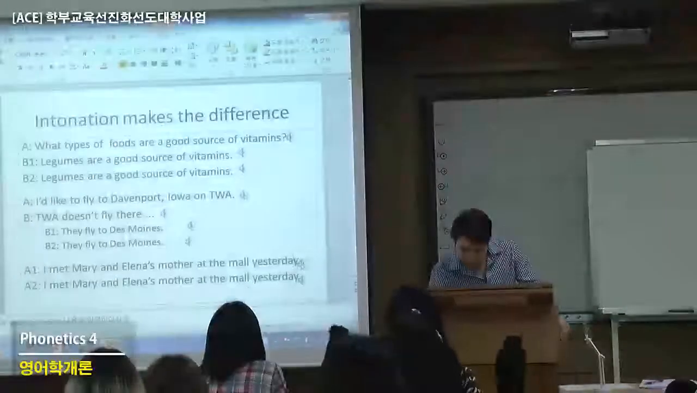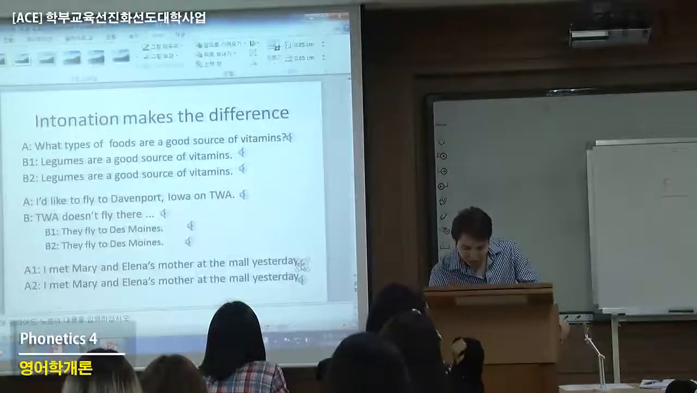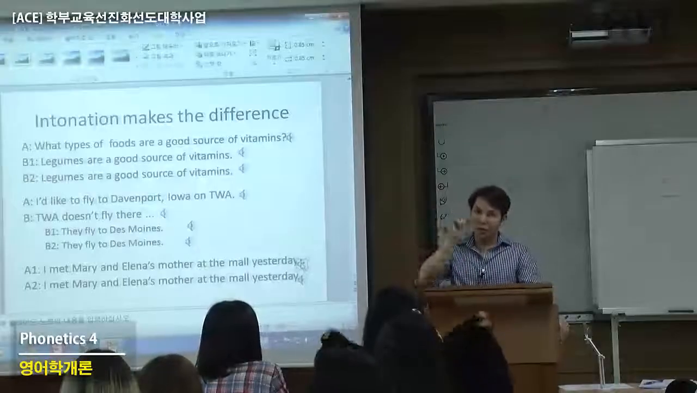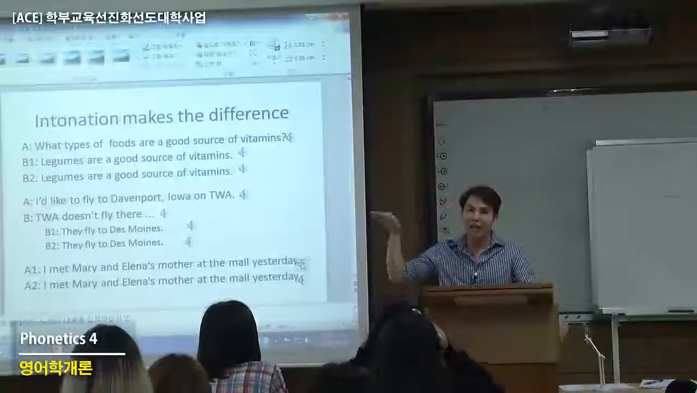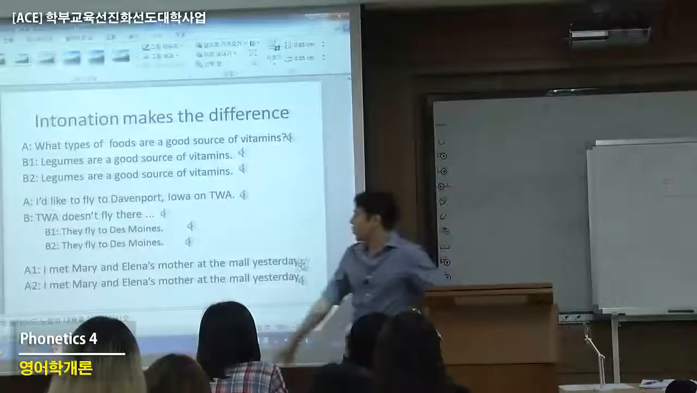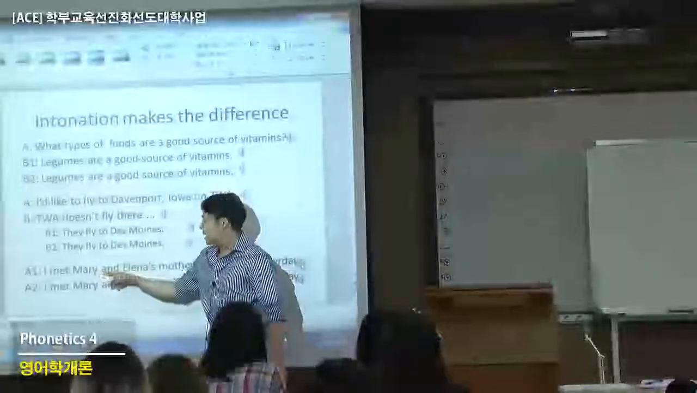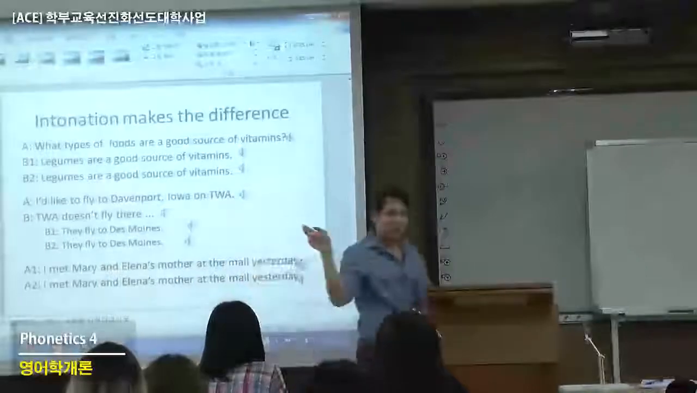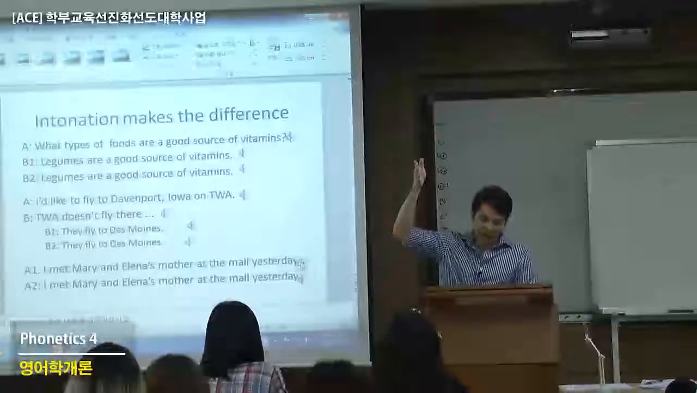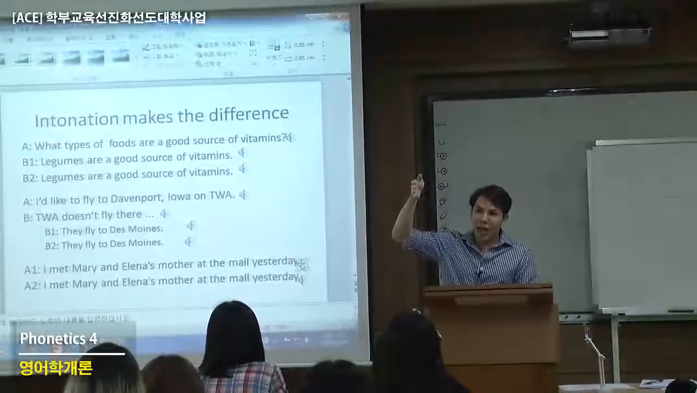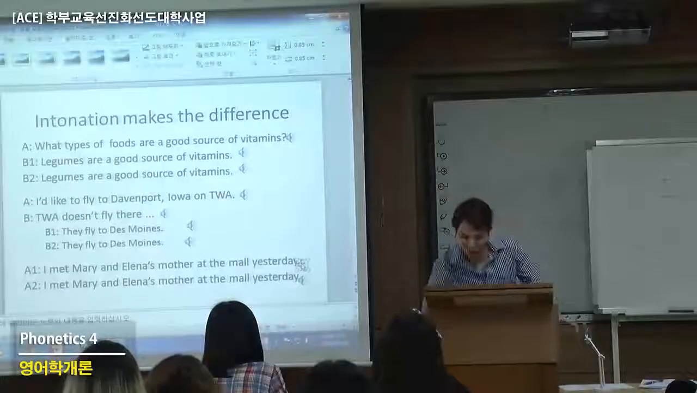That's the second one. Let me play the first one more time. I met Mary and Elena's mother at the mall yesterday. Same intonation pattern. I met Mary and Elena's mother, right? Mary Ann. So the Y here links Ann, right? I met Mary and Elena's mother. But in the second one, she stops at the end of the word Mary and then continues.